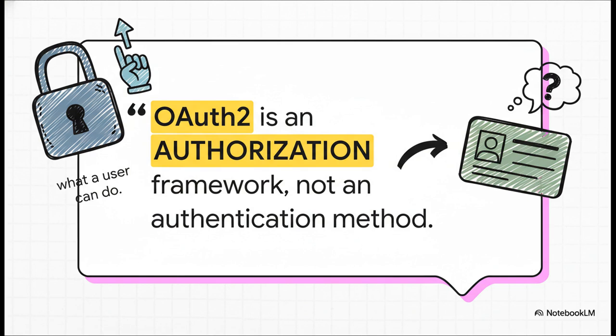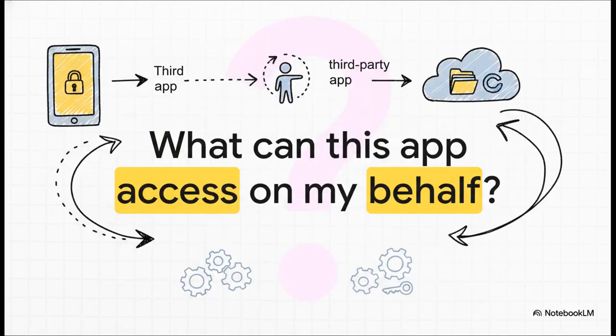OAuth 2 is a framework for authorization, that is, what a user can do. It is not for authentication, which is who a user is. So what does it actually do then? Well, it answers a completely different question. What can this application access on my behalf? Think about any time you've let a third-party app access your Google Drive files. That app isn't trying to figure out who you are, it's asking Google for permission to access your files on your behalf. That's delegated authorization.